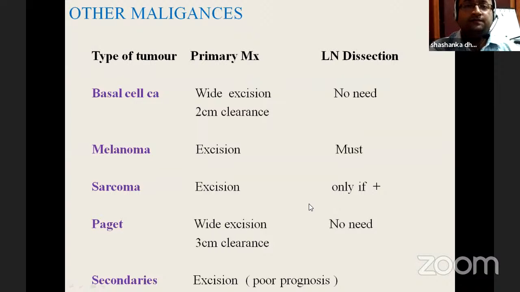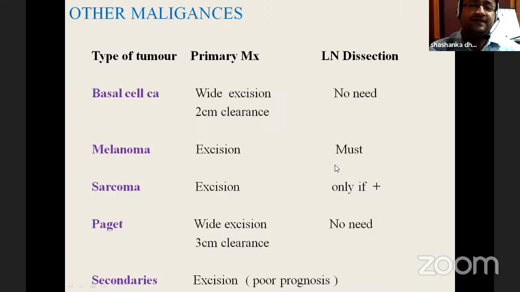All right. Some less known ones. The most common malignancy of the penis is the squamous cell carcinoma, and the less common ones are basal cell carcinoma. The treatment is wide excision with a 2 centimeter clearance, and there's no need for lymph node dissection. This tumor does not commonly spread through the lymph node route.